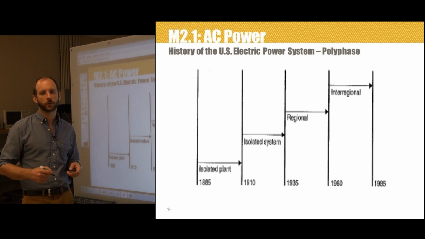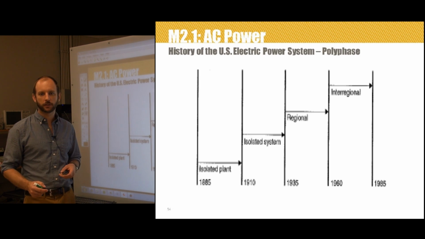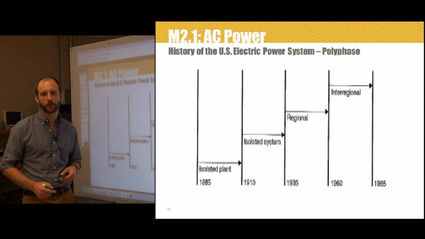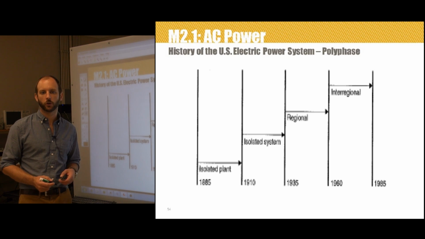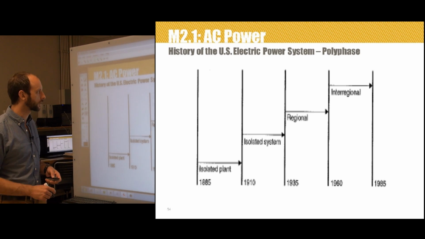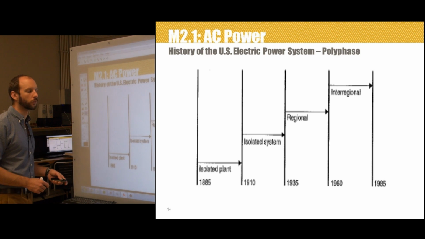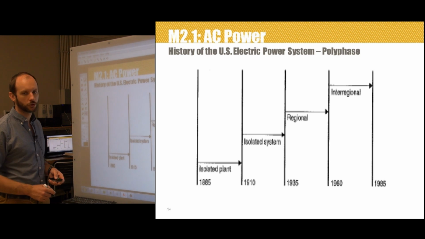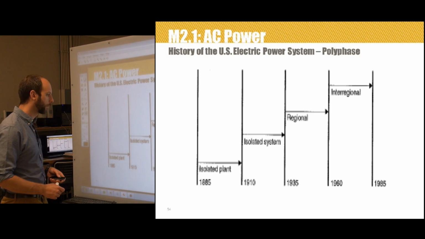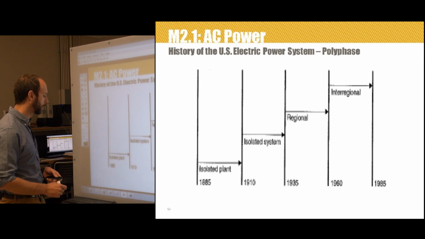During this time, different load profiles, backup in case of equipment failures, and economic benefits caused neighboring utilities to gradually interconnect, resulting in our massively interconnected system. So here we have the growth of the interconnected 3-phase polyphase system in the United States.